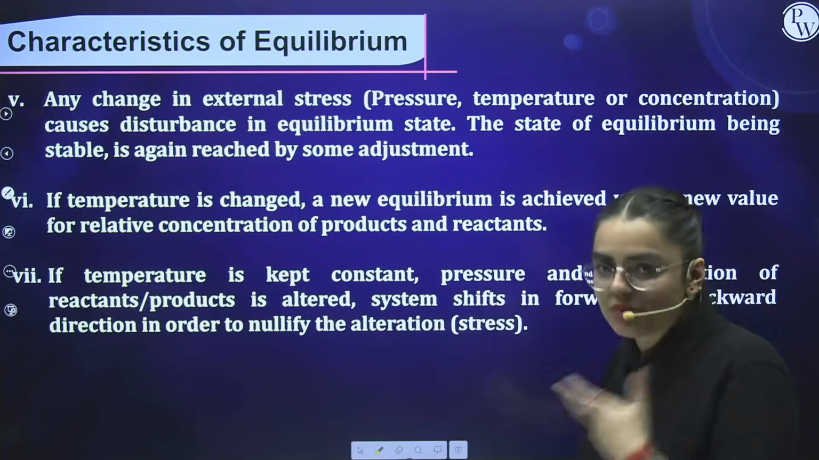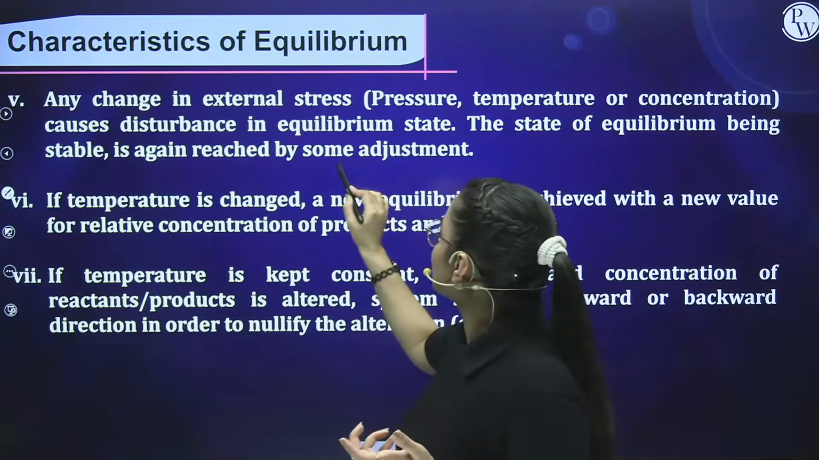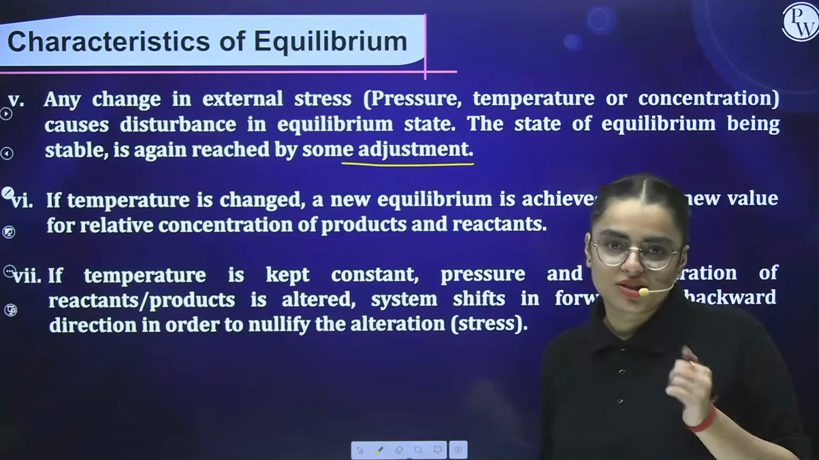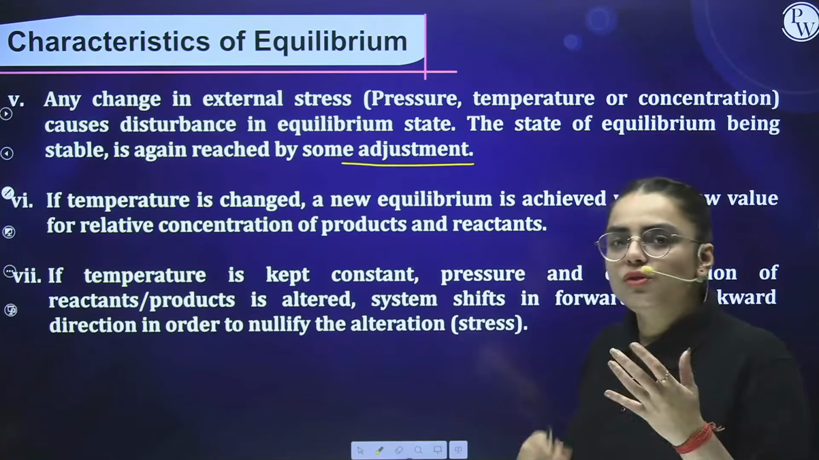So whenever you change them, it causes disturbance. The state of equilibrium being stable is again reached by some adjustment, which is the Le-Chatelier principle. Okay, we have to attain a stable state. To attain a stable state, we will change the conditions.